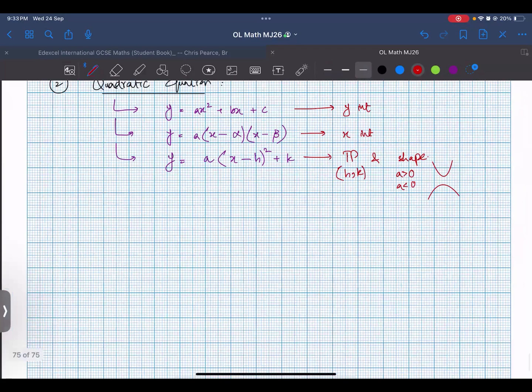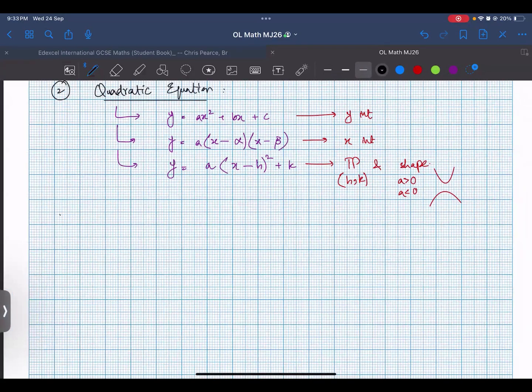These are your notes. Now let's take an example. You can use the completing square form to get the roots as well. Okay, you can get the x-intercepts as well. Or you may need to sometimes change from one form to another to get the relevant things. So you have y is equal to x square. The most basic one is y is equal to x square.